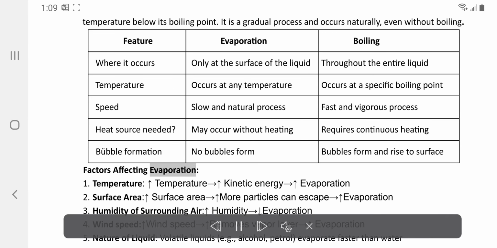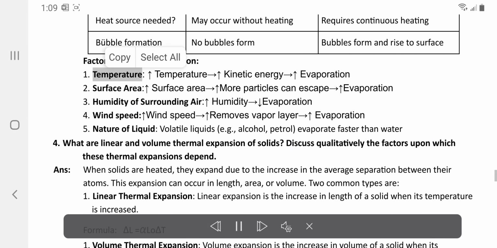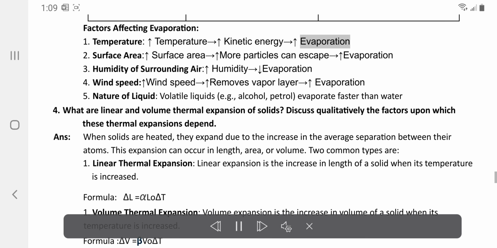Factors affecting evaporation. Temperature. Higher temperature increases kinetic energy, increasing evaporation.